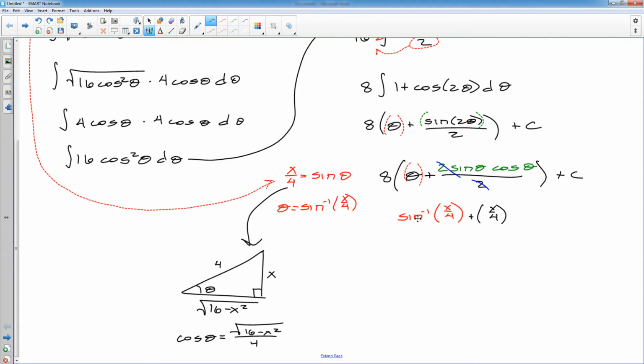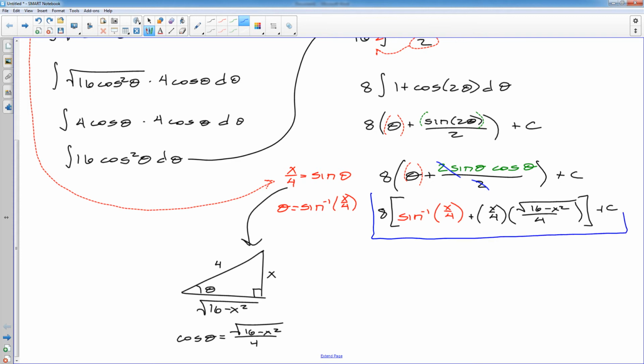So it's inverse sine of x over 4 plus x over 4 for the sine, and then the cosine is the root of 16 minus x squared, all divided by 4. And then don't forget that it's all of that. There is an 8 on the outside, and then plus c. And finally, we have completed this trig substitution problem.